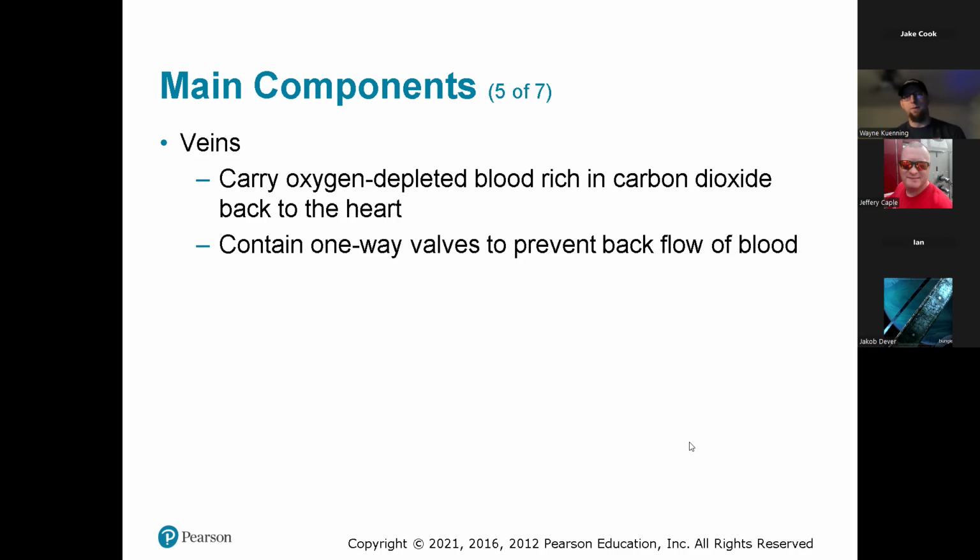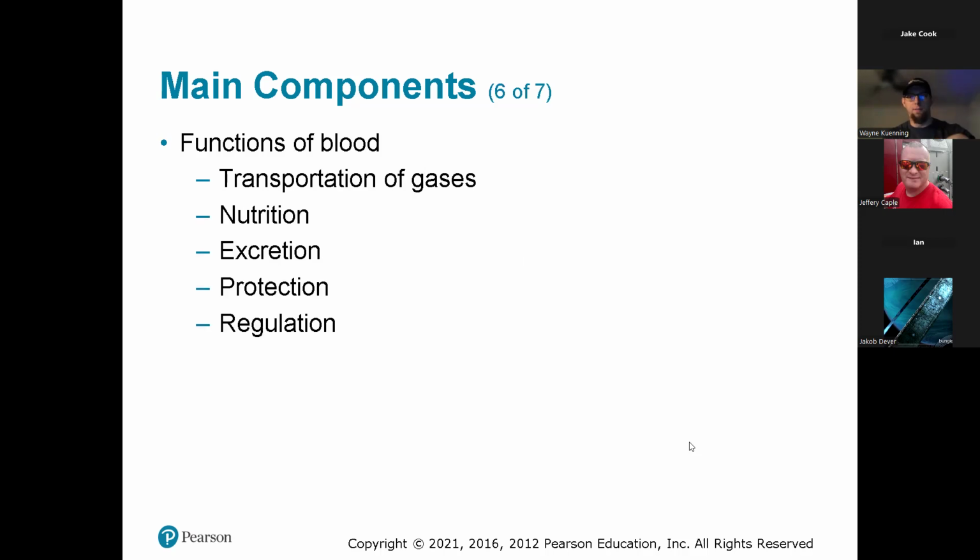Veins carry oxygen-depleted, carbon dioxide-rich blood back to the heart. If you've ever worked in any kind of plumbing, they contain one-way valves. I'm sure if you've ever been in the back of an ambulance, you've heard a medic complain about hitting a valve. They're one-way check valves. They only allow blood to go through them, and then they close, preventing backflow. That actually is what creates your preload in the circulatory system, to allow blood to return to the heart.